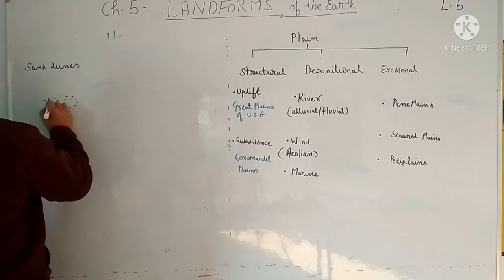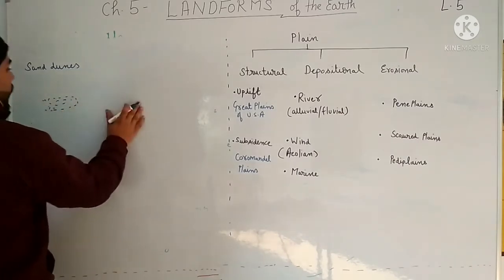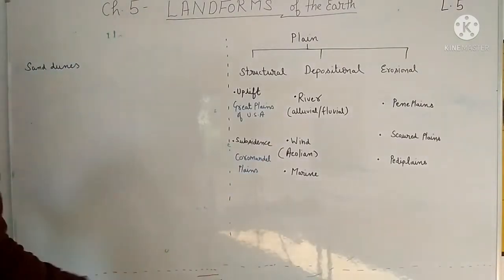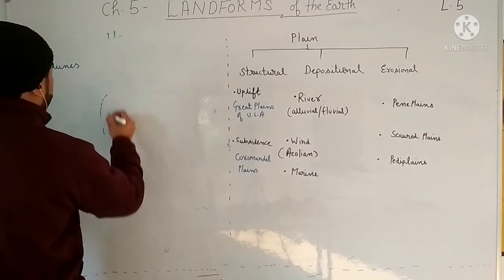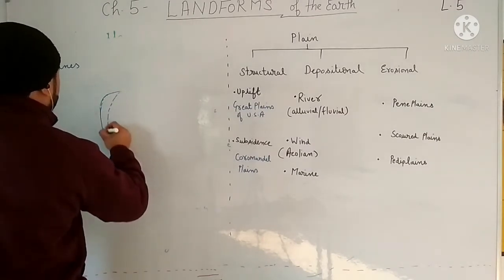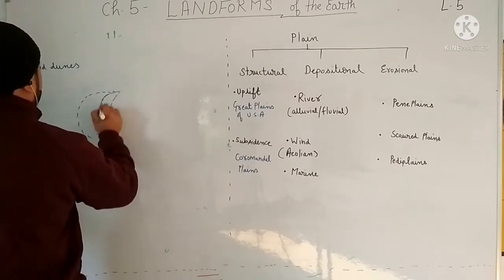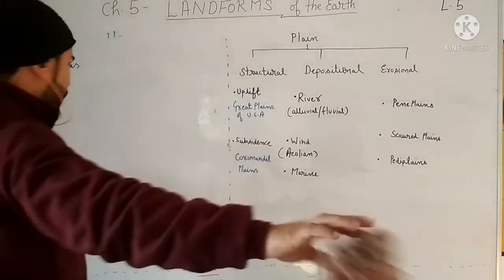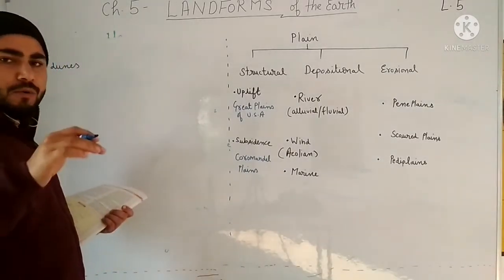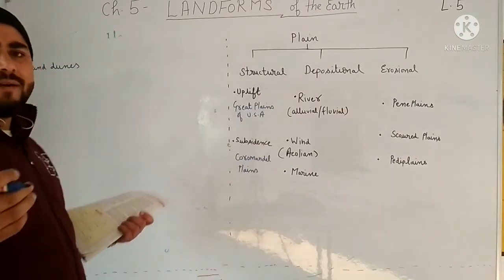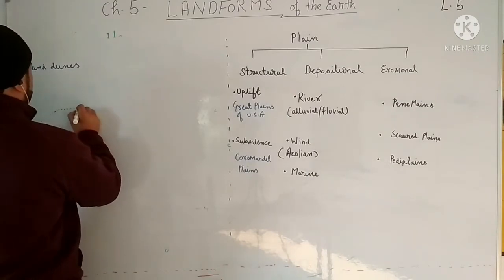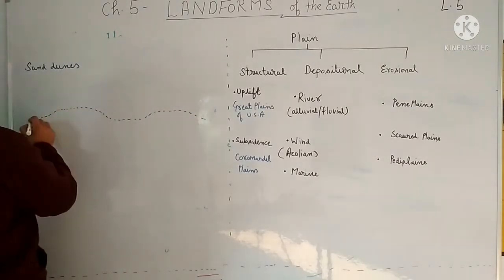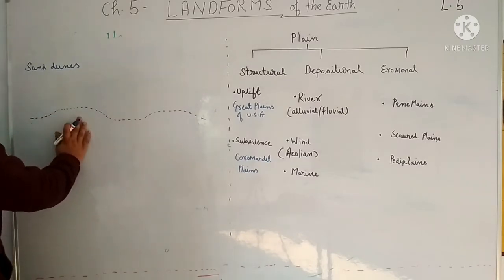This entire mound can be transported from here to here to here, anytime, in this manner, and they can form a kind of hills. Sand dunes are small mounds, mounds meaning dhere, of sand deposited by air at some place. Suppose this is a mound like this, and this is another mound like this. These mounds which are transported by air are called sand dunes.